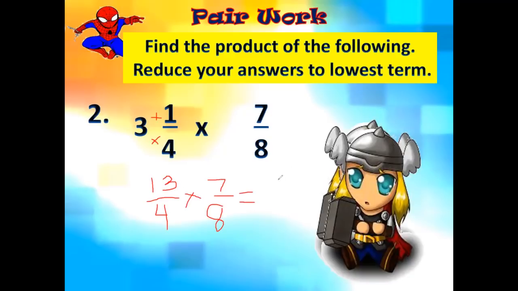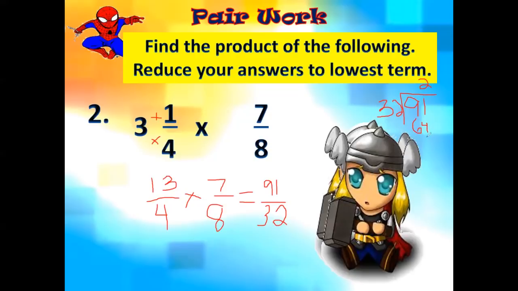Okay? So let's try to multiply. So 7 times 3 is 21. Regroup 2. 7 times 1 is 7 plus 2. You have 91. Okay? And then 4 times 8 is 32. So this one is an improper. So we all know to simplify an improper fraction, we need to change it into a mixed number by dividing the fraction. Okay? So 91 divided by 32. Okay? So 91 divided by 32 is 2.